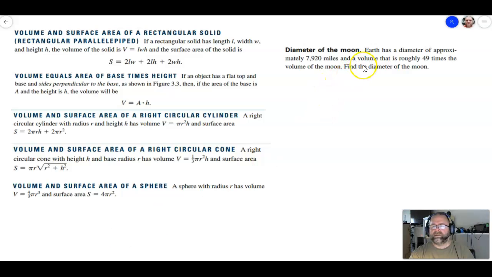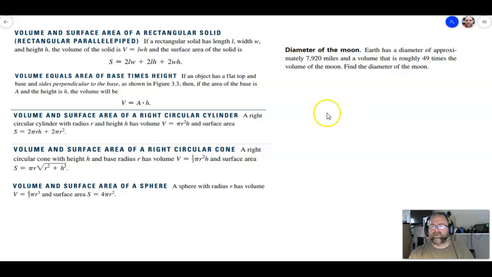So this one says here that the Earth has a diameter of approximately 7,920 miles and a volume that is roughly 49 times the volume of the moon. All right, find the diameter of the moon. Wow. So, all right, let's go ahead and try to draw some pictures here and see what we're looking at.